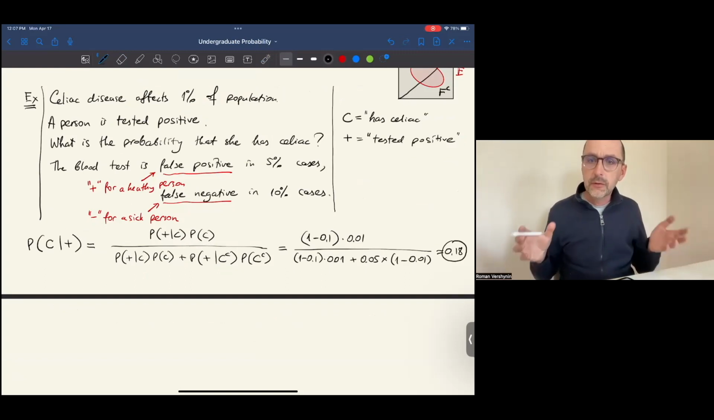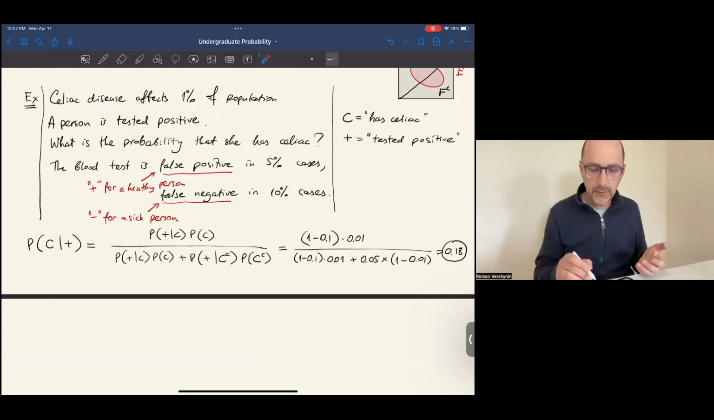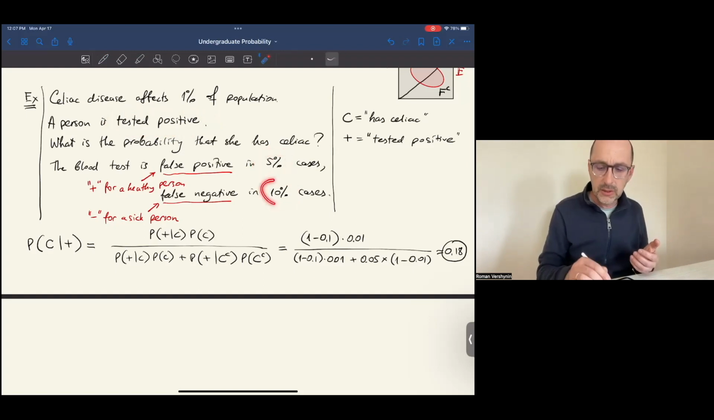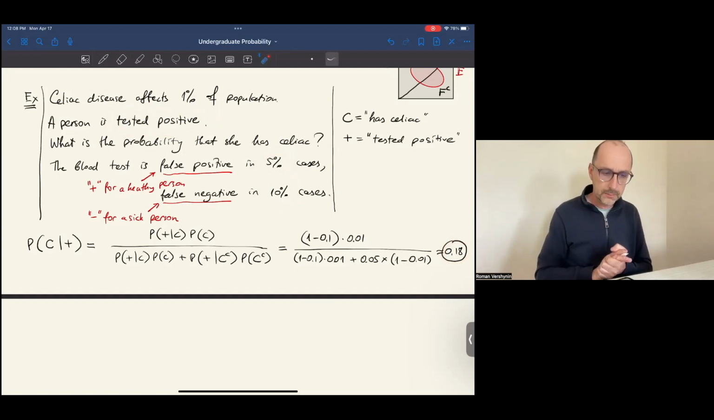This is crazy. This is way too low. The test is pretty accurate. The probability of error is maybe 5%, maybe 10%. So we should trust the test if it is positive. And it is. So why is the probability she actually has celiac so low?